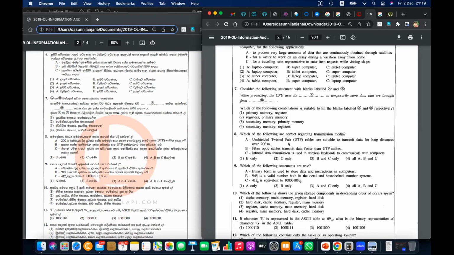So normally these UTP cables, unshielded twisted pair, can transmit up to 200 meters but not beyond that. Then the signal will drop. The quality is not enough, it won't work. So you cannot hear properly, and because of that it's not good to transmit more than 200. Fiber optic cables can transfer data faster than UTP cables. Very true. Fiber optics means light.